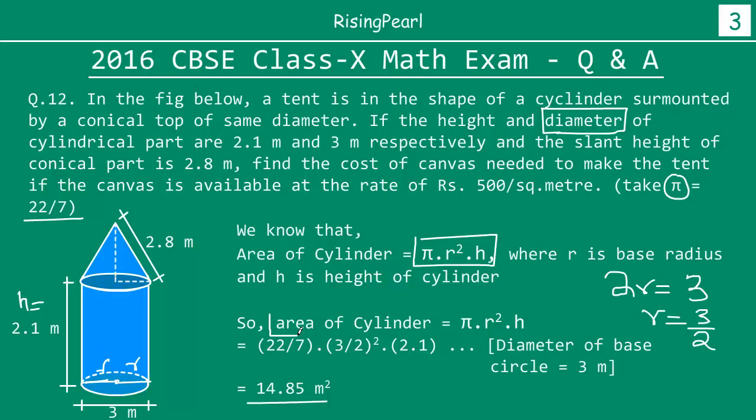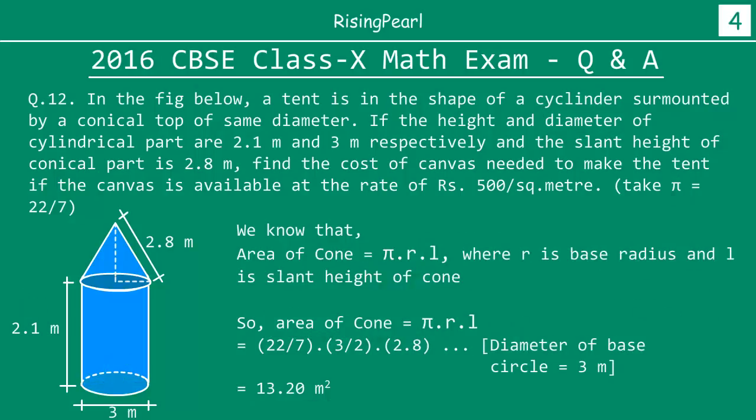This is the area of the cylinder only. We still have to find the area of the cone, so let's do that next. We know that the area of a cone is pi r l, where r is the base radius and l is the slant height, which is also given. So the area of the cone will be pi, 22 by 7, r, which we just saw is 3 by 2, times 2.8.